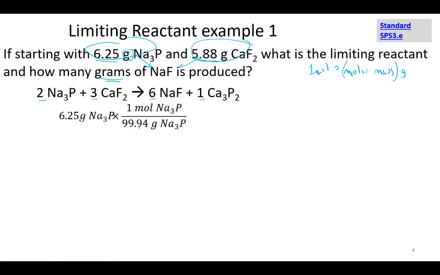I set up my conversions. So where did we get this 99 from? Well, it came from the periodic table. It was 3 Na's and 1 phosphorus. So when I'm setting up my mole ratio, remember we got to look at our coefficients. So for my first mole ratio, 2 is going to go on bottom because it's the substance I'm getting rid of. And 6 is going to go on top because that is the coefficient for my product.